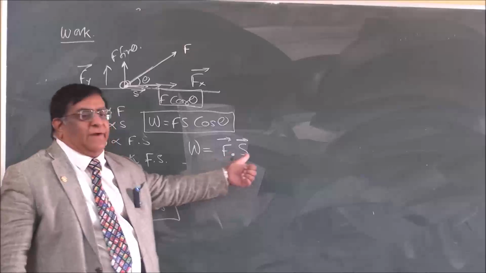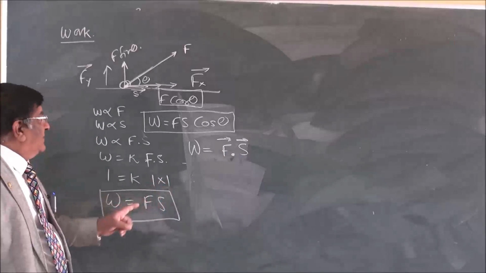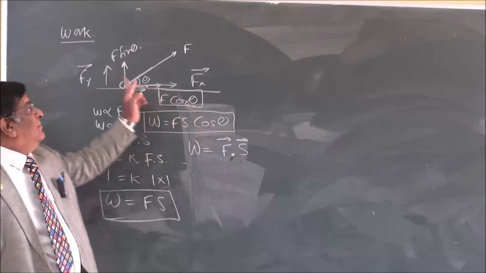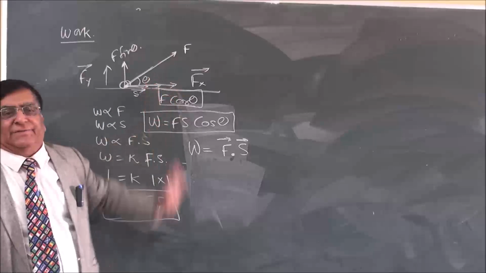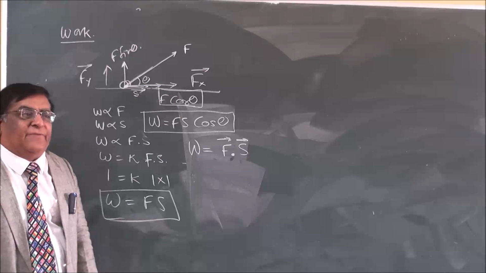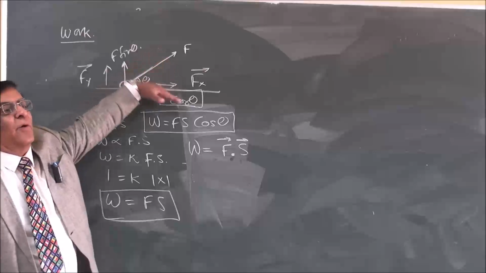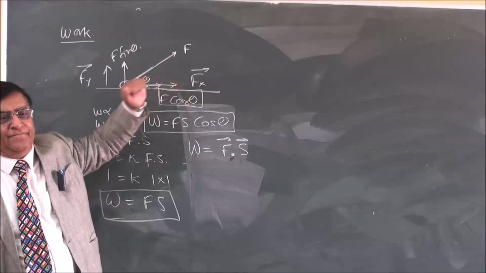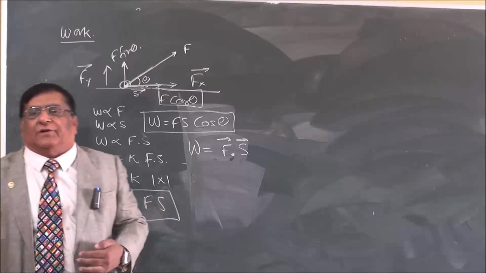So work is equal to F dot S. The magnitude is Fs cos theta. Both are in the same direction. And this we do graphically by taking the component in the same direction, right? This is the calculation of work done.